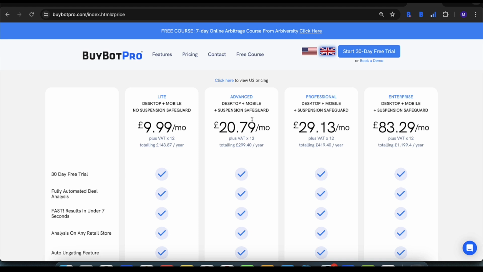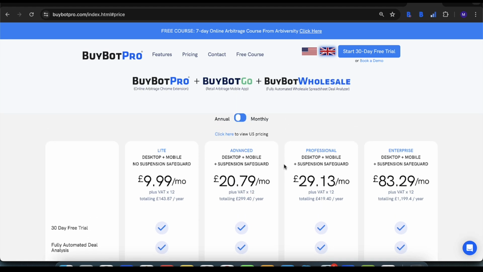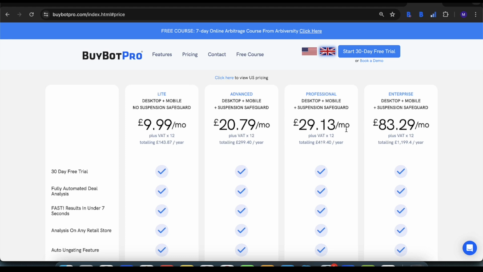With BuyBotPro, let's take a look at the annual. Yep. So it's this amount. So it depends what plan you sign up for. But if you were to be on this one, for example, it's 143.87 a year. So it totals to that. So basically, you get 12 months of BuyBotPro, but you're essentially only paying for 10 months. And so that's the saving that you have, which is amazing. So there's a good saving on both.